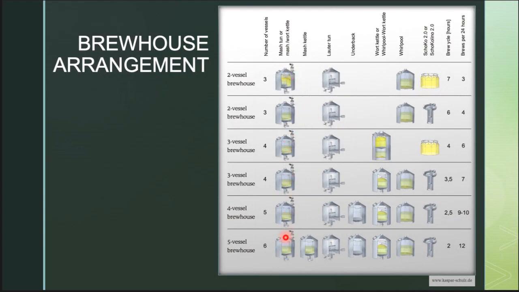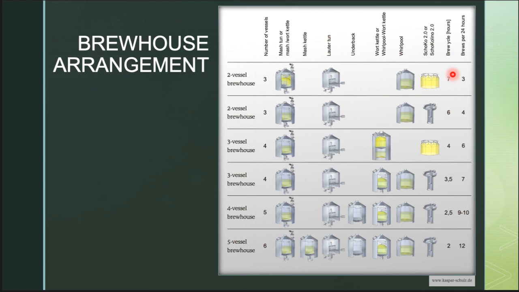If you see here, these are the number of vessels. With the increasing number of vessels, the brew cycle keeps on decreasing from 7 hours to 2 hours, with the number of brews increasing from 3 brews per day to a maximum of 12 brews per day. Brew cycle is the best time to produce one batch, that is, the time from charging of malt or grist till the finish of the wort cooling from that batch of grist.